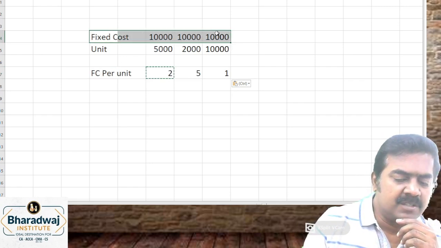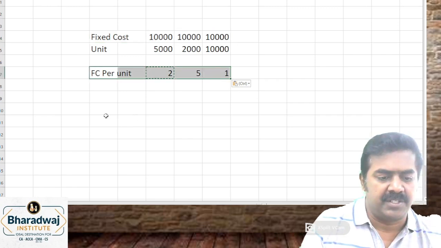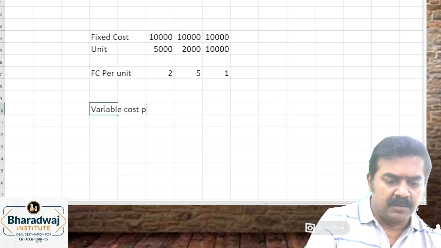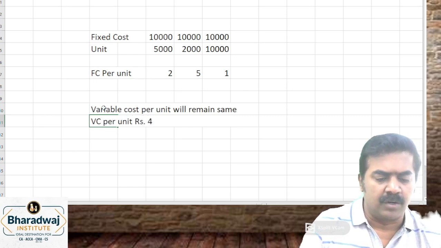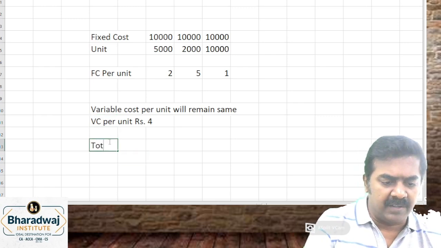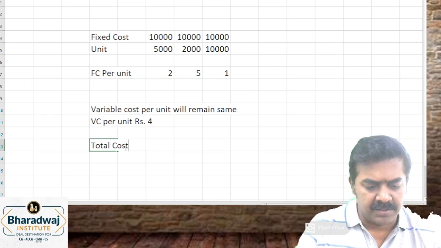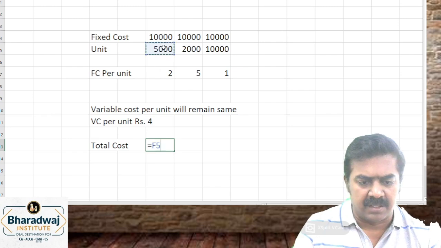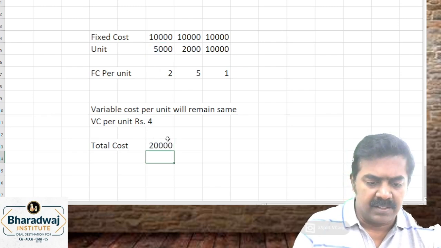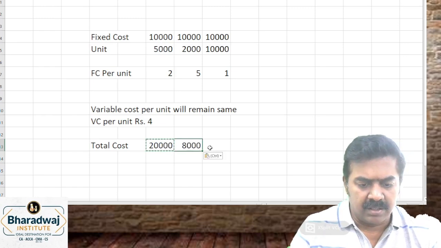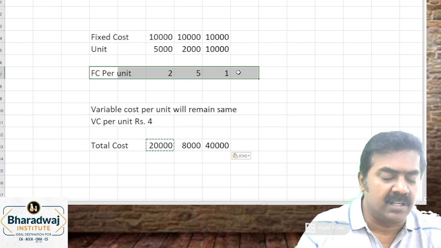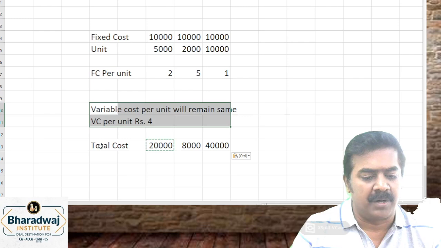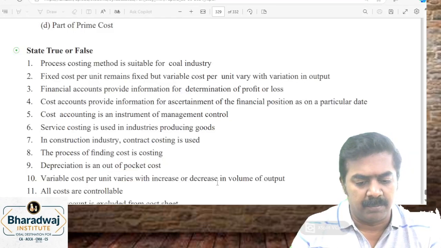Total fixed cost will remain the same. Per unit fixed cost will change. Variable cost per unit will remain the same. For example, variable cost per unit of 3 or 4 rupees stays the same. What about total variable cost? It changes with production: first month 5,000 into 4, second month 2,000 into 4, third month 10,000 into 4. Total fixed cost remains the same, per unit fixed cost changes. Per unit variable cost remains the same, but total variable cost will change. So come back to this.